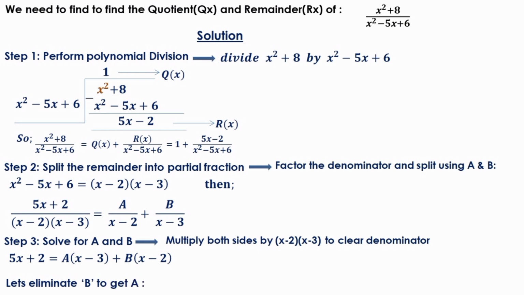To get A, we need to eliminate B. So how do we eliminate B? We eliminate B by setting the coefficient of B to 0. So that will be x minus 2 equals 0, then x is 2. Anywhere we see x, we insert 2 into the equation. So that will give us our A to be minus 12.